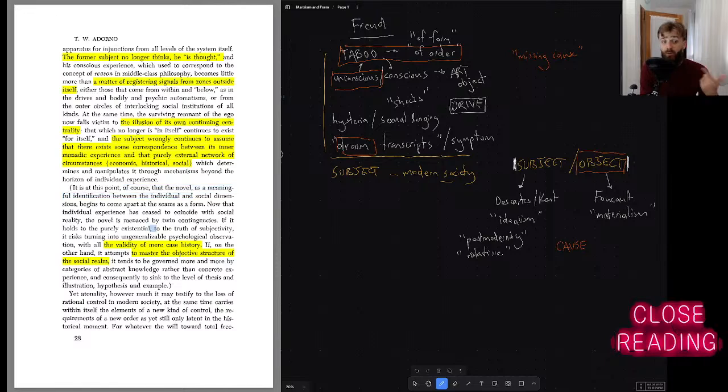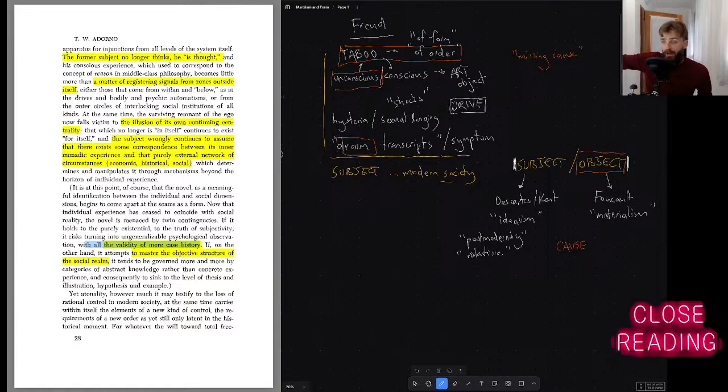So if the work of art is purely subjective, just purely created in the artist's mind and doesn't have anything to do with the objective reality in which the artist finds themselves, it risks turning into ungeneralizable psychological observation with all the validity of mere case history. Case history here is another psychoanalytic term, which evokes the case history of a particular patient, right?